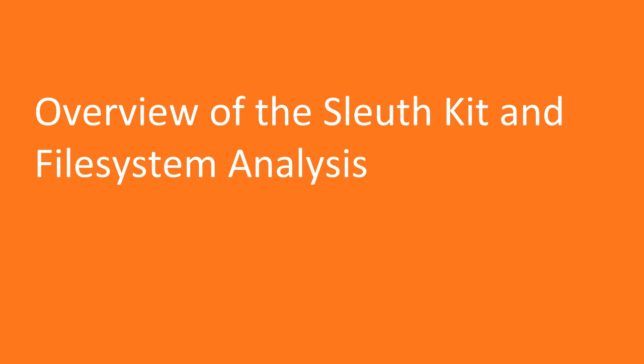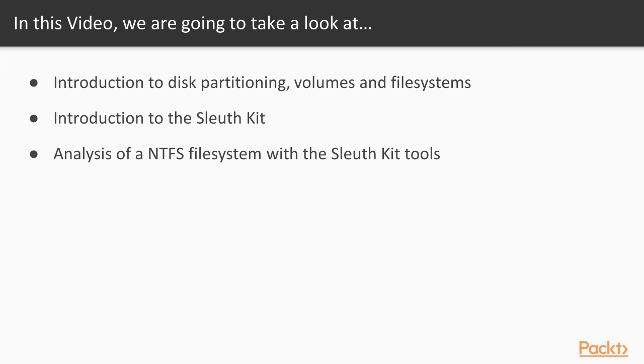In the previous video, Introduction to Forensic Imaging, we covered the physical structure and addressing of a hard disk. We're going to recall the most important concepts about disk partitioning, volumes, and file systems. We're also going to introduce the Sleuth Kit, explaining the function of its categories of tools. Finally, we're going to show their usage to analyze the file system of an acquired image.